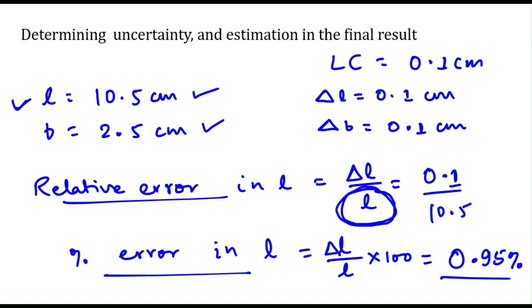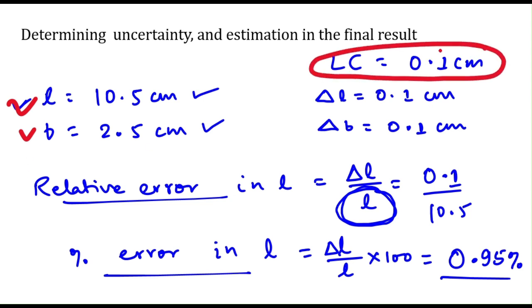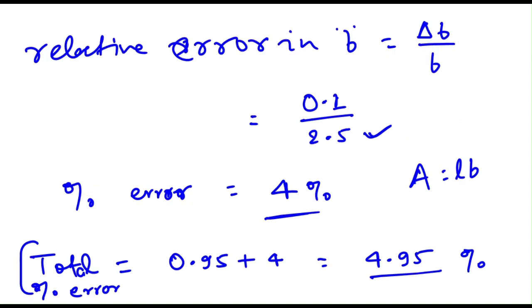Okay, let me do a quick summary of this. What we have done here is calculate the area of a rectangle, and we have measured its length and breadth. This is length, this is breadth, and we have used an instrument which has a least count of 0.1 centimeter. That is, while measuring length and breadth, we have an uncertainty of 0.1 centimeter in each case. Then we have obtained the relative error in length, and then the percentage error in length. In the same way, we have obtained the relative error in breadth and then the percentage error.